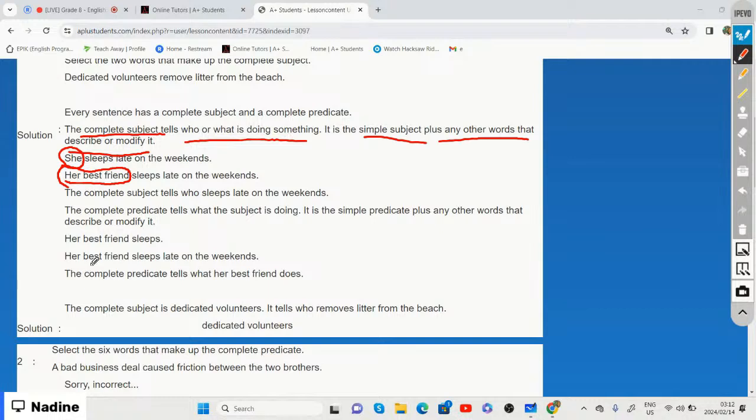If we look at our examples so far, we said she sleeps on the weekends. So she is our subject. Or her best friend sleeps late on the weekends, and then her best friend is our complete subject. Both of these, she as well as her best friend, are complete subjects. Both complete subjects tell us who sleeps on a weekend.